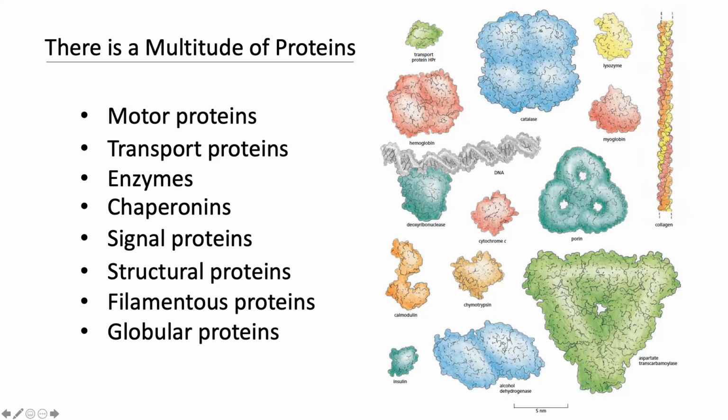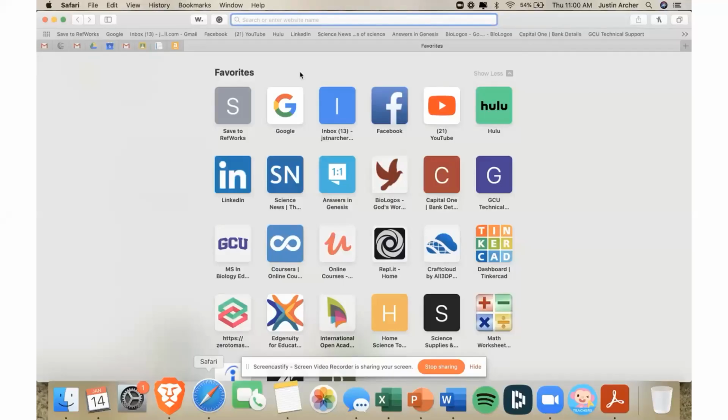And there's filamentous proteins. So these are filamentous and globular proteins, which refer more to the shape. So filamentous might be like the collagen or the actin. Globular are going to be proteins that are much more, well, globular in shape.